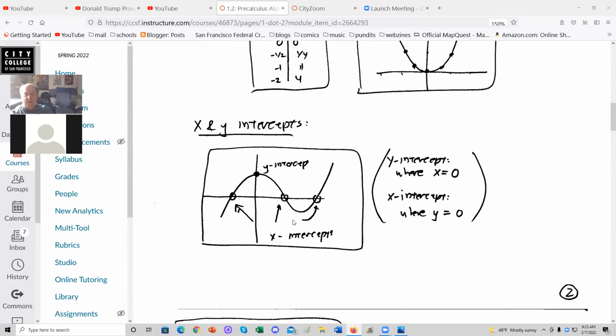Now, given a graph such as this, there may be various points where it meets the y-axis and points where it meets the x-axis. Where it meets the x-axis, these are called the x-intercepts. That's where y equals 0. It meets the y-axis at the y-intercept. That's where x equals 0.